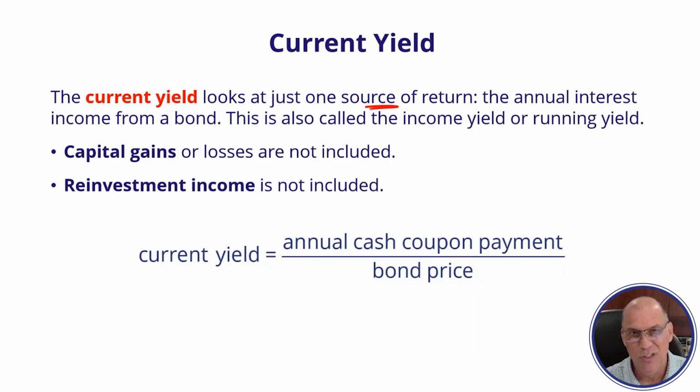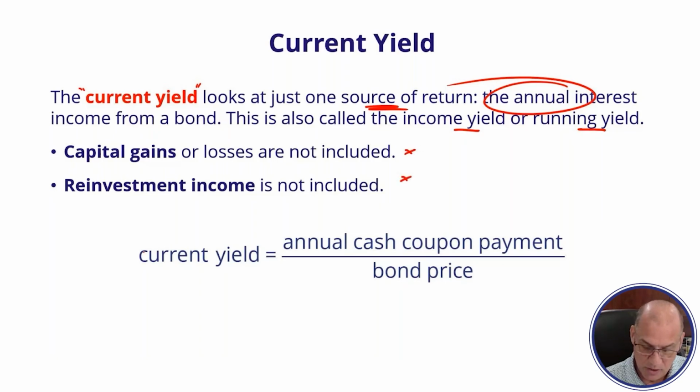So it's, like I said, a really simple calculation, and that's the annual interest income from the bonds. I'm going to put a big circle around that. Like I mentioned before, that'd be looking at that $50. It's also called the income yield or the running yield, but chances are you're going to see current yield. That's the most common way you would see this denoted on an exam or in an example. We don't look at capital gains or losses, and we don't look at that reinvestment income. So we don't include either one.